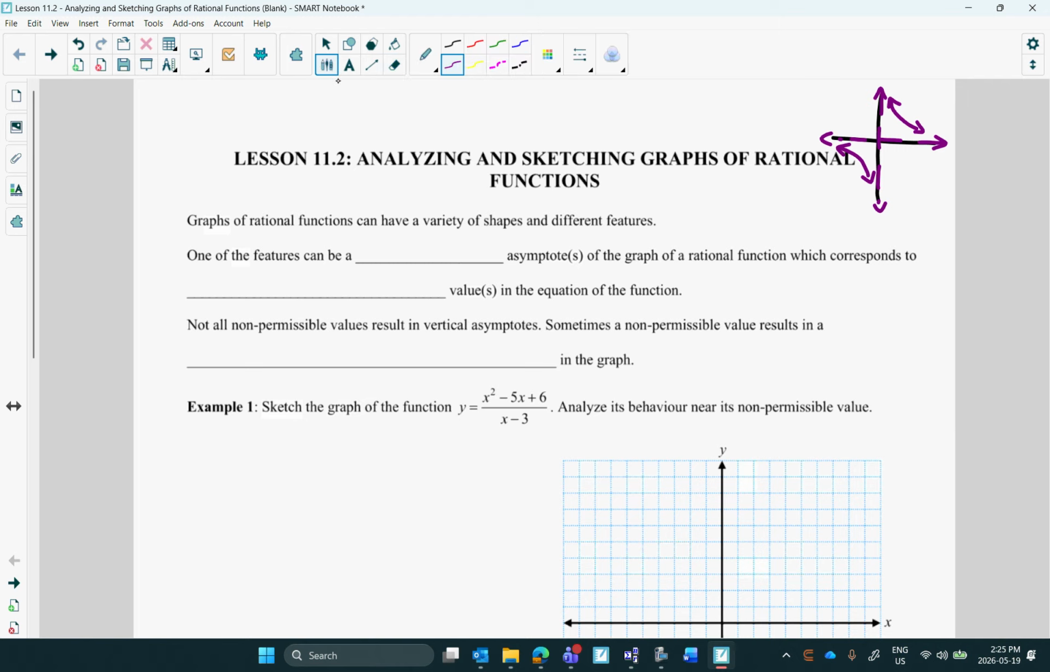We saw in the previous lesson, we got vertical asymptotes. How do we find the vertical asymptotes? We find the non-permissible values. Those are the values of x that make the denominator 0.